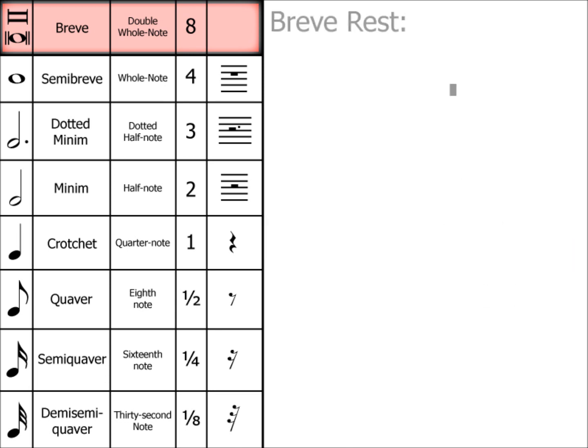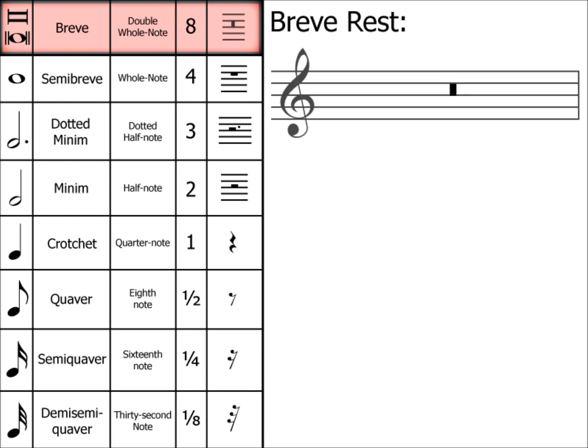The Breve rest looks like this. If we place it on the stave, notice how it fills the gap between two lines. It only ever sits between the same two lines, never any others. It means a complete bar's rest in 4-2.